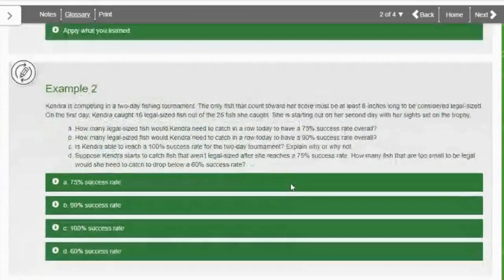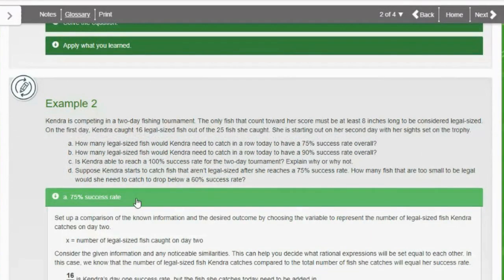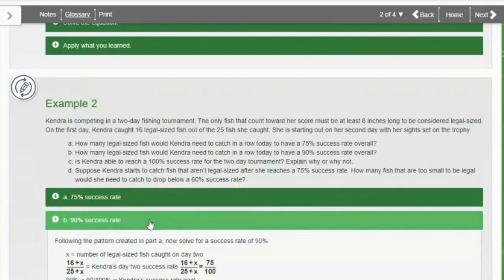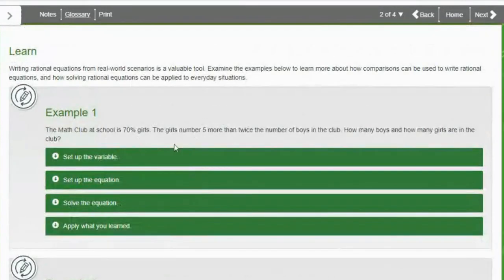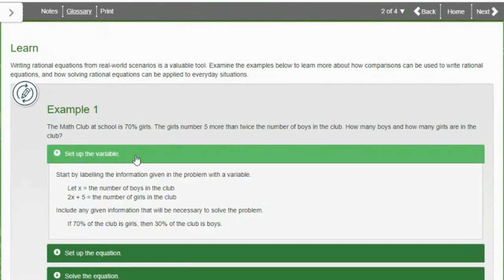All right, so I'm going to work one of these with you. It does have how to do it underneath each of these little tabs. But let's work this one together, and I'll show you how we solve a rational equation when we just have this word problem. The math club at school is 70% girls. Okay, so the first thing you do is say, we're going to say x will be the number of boys.